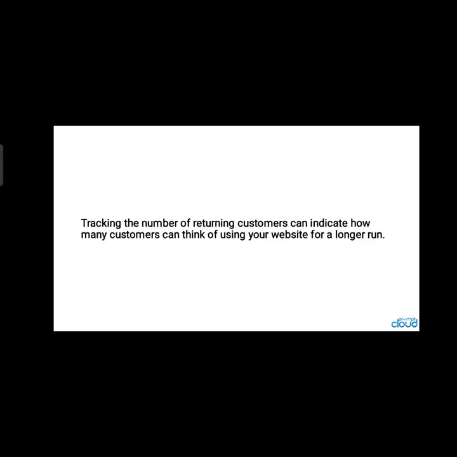Tracking the number of returning customers can indicate how many customers can think of using your website for a longer run. Now when we return to the same website a second time, the very first question comes to us, gets displayed on screen: last visit, you had purchased this particular product or availed this service. How was your experience overall? Out of 5 stars, how many stars will you give us? Such things impress customers or leave a bad impression also.